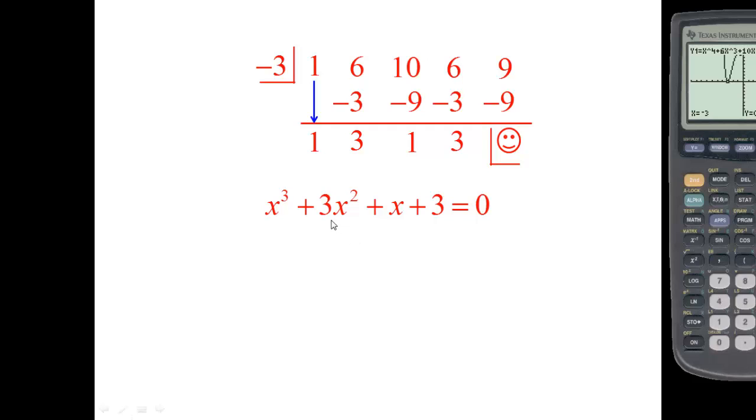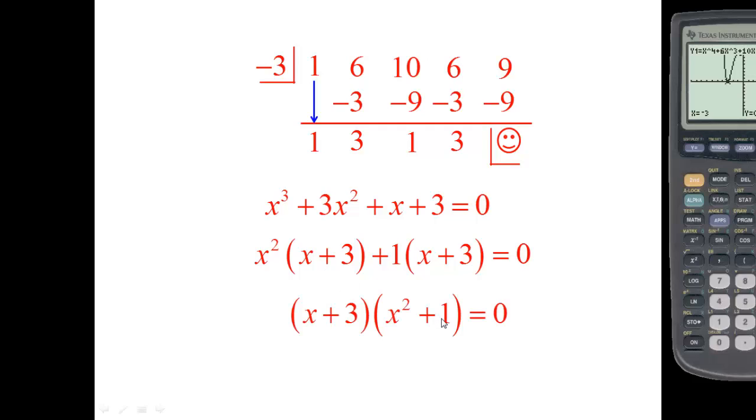So that's what I'm going to do. I'm going to group the first 2 and the last 2. I'll factor out x squared out of the first 2. On the last 2, there's nothing I can factor out, but I have to factor out something. So I'm going to factor out a positive 1, just to show that I did technically factor something out. So x plus 3 is going to be the common factor between the two of them. So I have x plus 3 and x squared plus 1. Set each factor equal to 0. I'm going to get negative 3 for this guy.